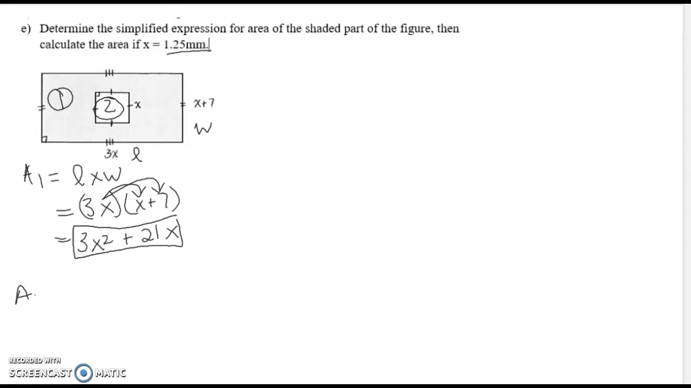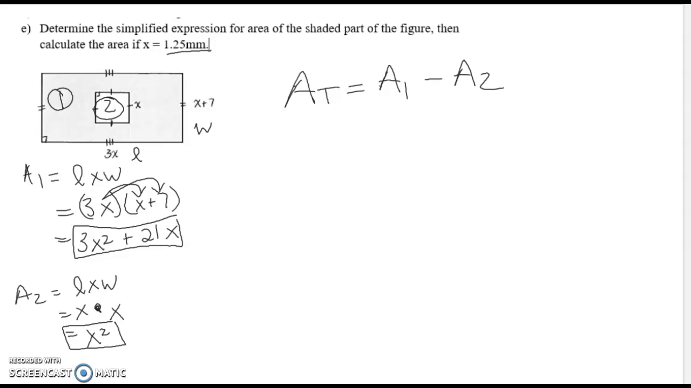Now let's do area 2. So area 2 says it's x by x, so that's easy. Length times width equals x, I'll do a little dot there, times x, just so it doesn't get confusing, which gives us x squared. So now we have to figure out the total area. Area total equals area 1 subtract area 2, because we want to find out just the shaded area here. So we have to take out this area 2.